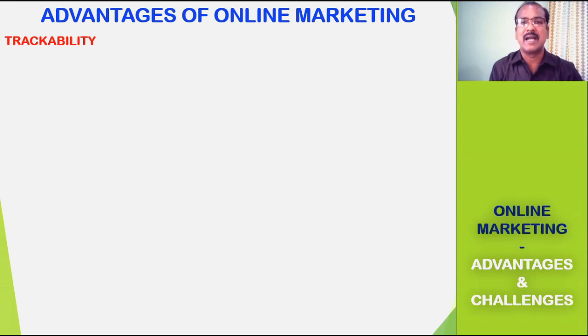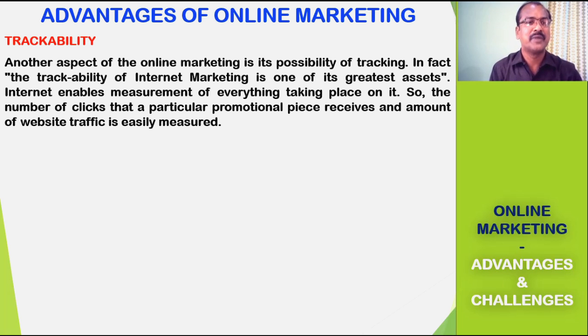The next advantage of online marketing is trackability. Another aspect of online marketing is its possibility of tracking. In fact, the trackability of internet marketing is one of the greatest assets. The internet enables measurement of everything taking place on it. So the number of clicks that a particular promotional campaign or piece of advertisement receives and the amount of website traffic are also easily measured. In this way, the marketer is enabled to track the visitors to her or his website and understand their behavior as well.